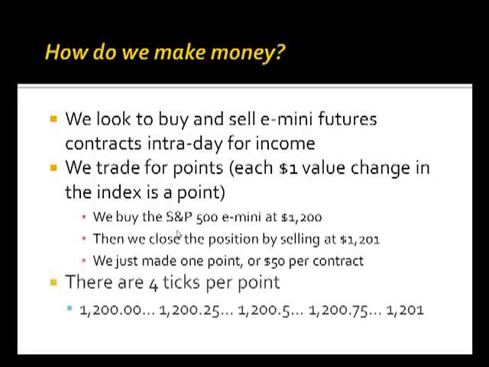And to take this a step further, within each point there are 4 ticks on the S&P. So from 1200, instead of going from 1200 straight to 1201, we go from 1200 to 1200 and a quarter, 1200 and a half, 1200.75, and then to 1201. So there's 4 ticks per point, and each tick is worth $12.50, which each point would then equal $50.